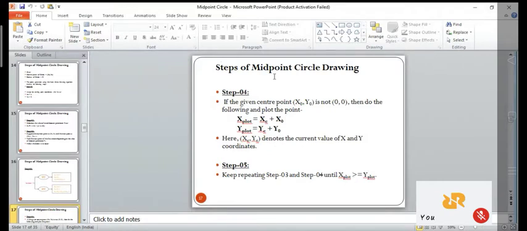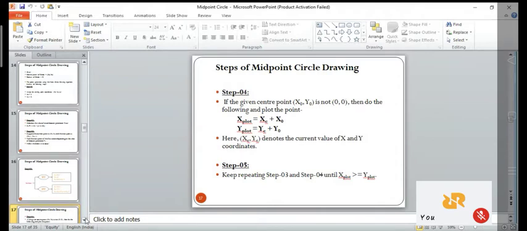And this step 4 will be performed only if the center values, x and y, are not 0. If the center value is not 0, only then you are going to add the current x and y values to the previous x and y values. Otherwise this step 4 is not required if the center point is 0.